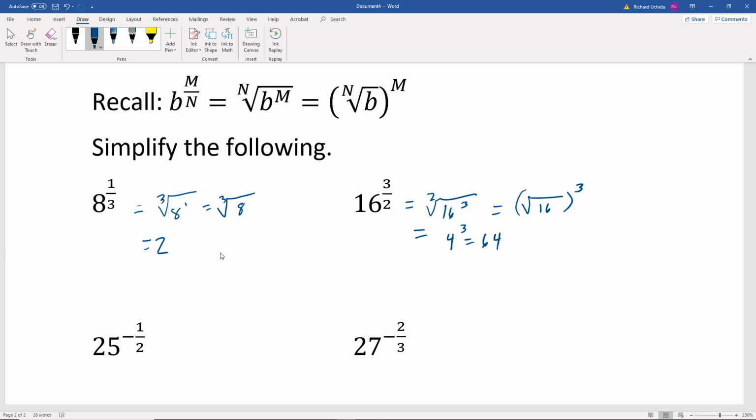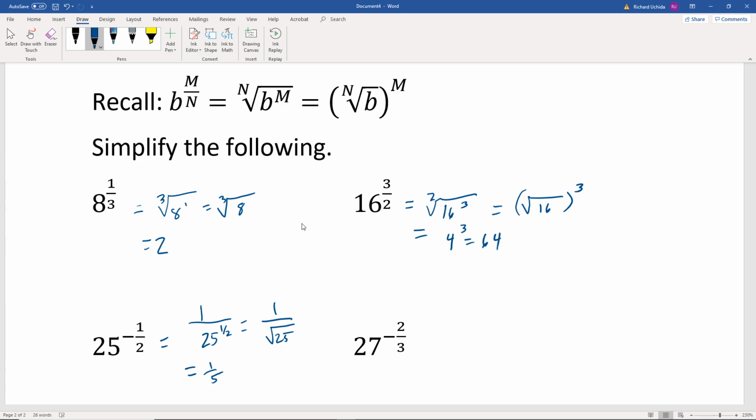Now let's see, 25 to the negative 1/2. First thing you could do is remind yourself that when you raise something to a negative exponent, all that does is move it down to the denominator. So that would be 1 over 25 to the 1/2. So that would be 1 over the square root of 25, which is 1/5.